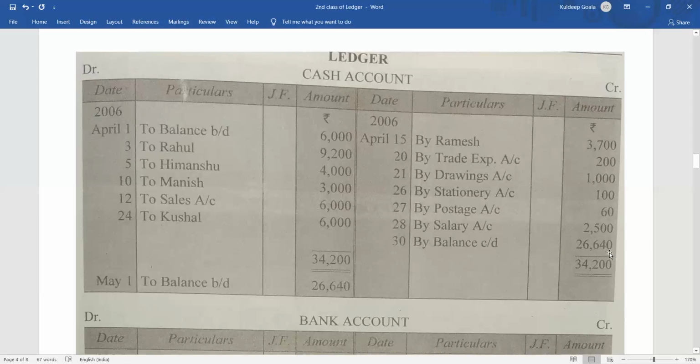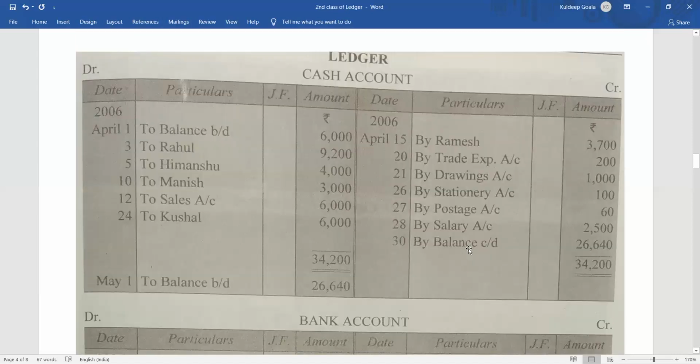Clear? And the very next day, what is the next day? May 1. What will you write? "To balance". Which side? On the higher side. This was the higher side, remember? Now that should be below the total column. What will you write? May 1, "To balance brought down", 26,640. The same balance.